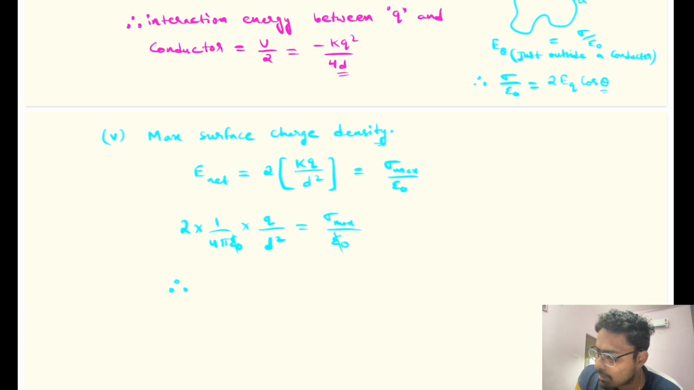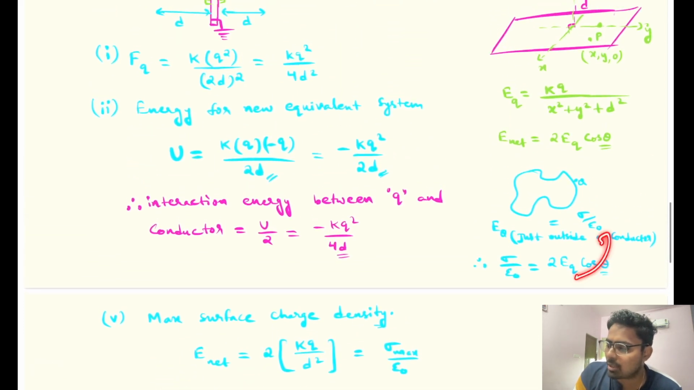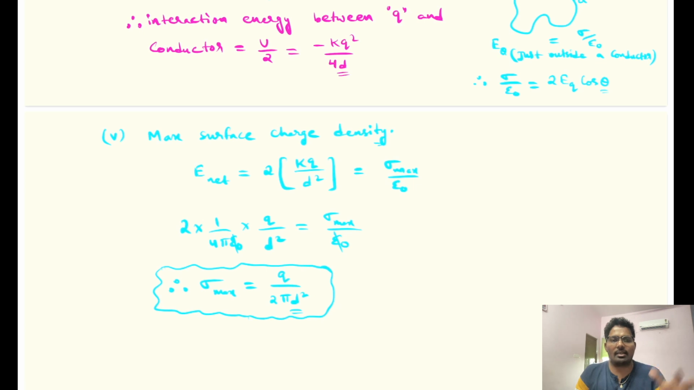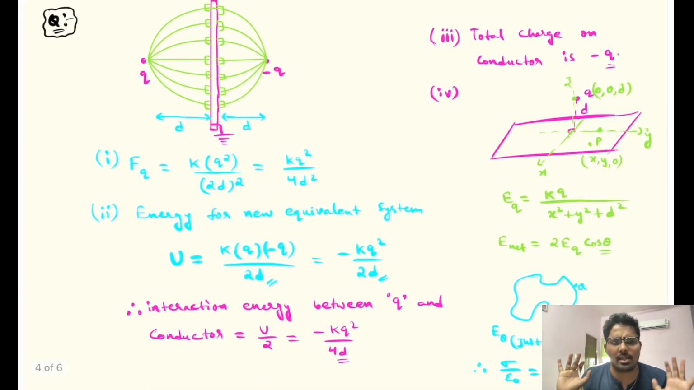Therefore the maximum surface charge density, sigma max, I will be getting as Q by 2 pi d square. So this is the value of the maximum surface charge density. And here also, as I said, by substituting the value and taking cos theta, you can find sigma as a function of the coordinates x and y. I hope this is pretty much clear to you. I have tried to explain all the different possibilities that they can ask on this question.